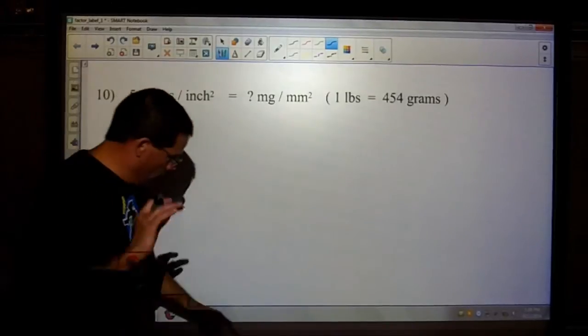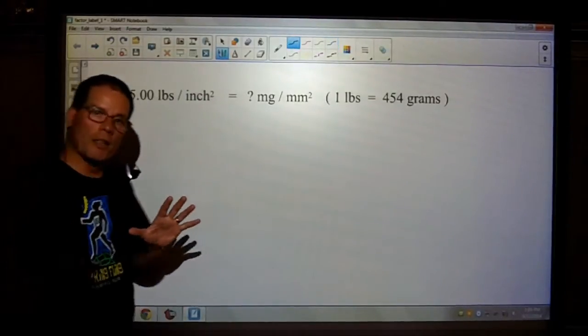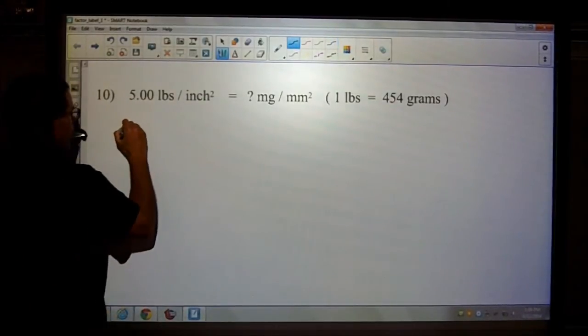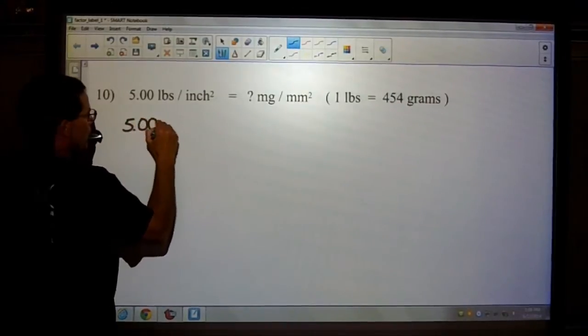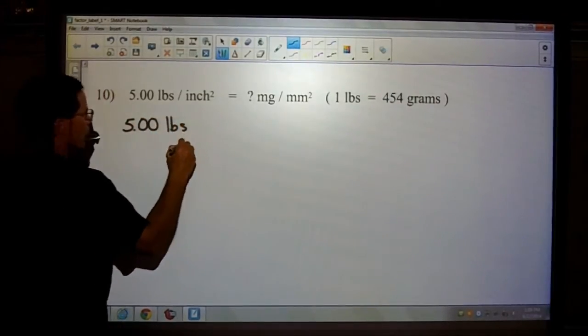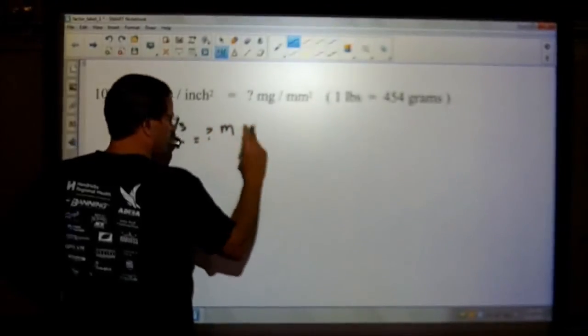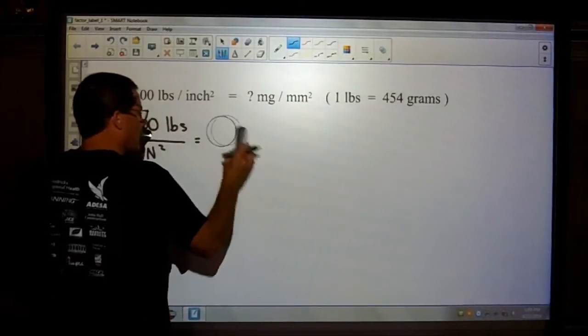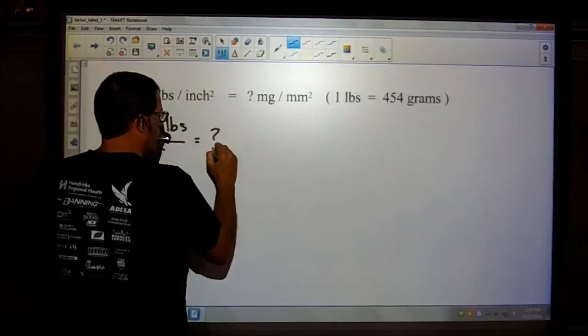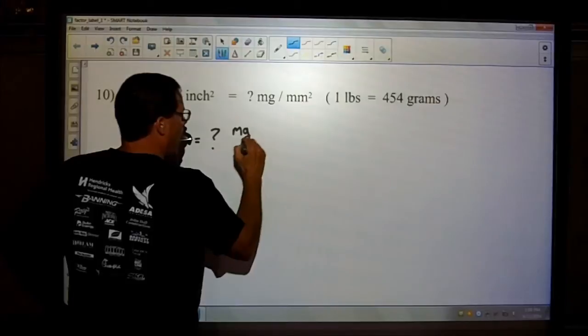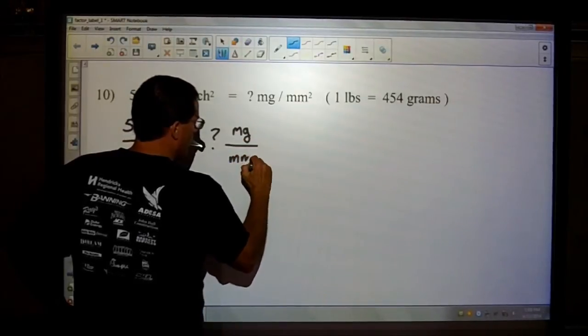Don't freak out. Let's actually write these out correctly with the numerator and denominator. So the way this should look to you is this, where pounds per inch squared is equal to how many milligrams, sorry, question mark, is equal to how many milligrams per millimeter squared.